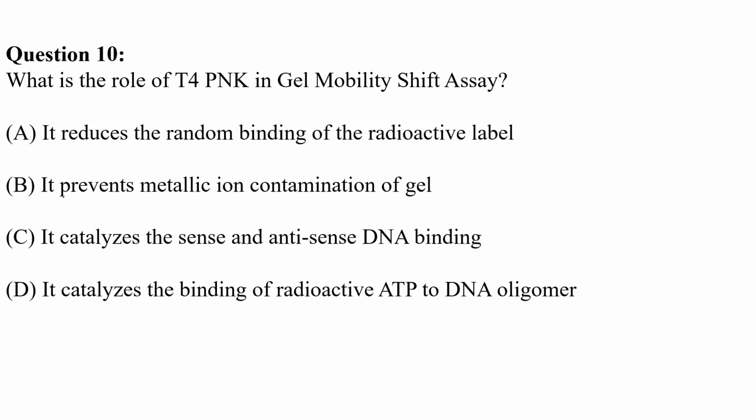What is the role of T4 PNK in gel mobility shift assay? Option A, it reduces the random binding of the radioactive label. Option B, it prevents the metallic ion contamination of gel. Option C, it catalyzes the sense and antisense DNA binding. And option D, it catalyzes the binding of radioactive ATP to DNA oligomer. So, what is the role of T4 PNK in gel mobility shift assay?